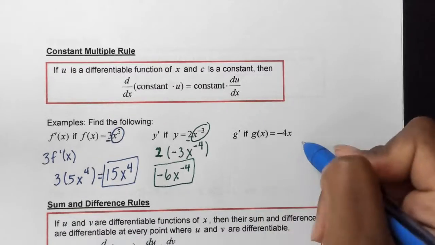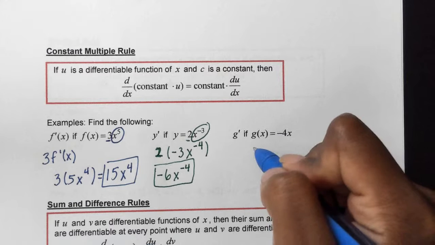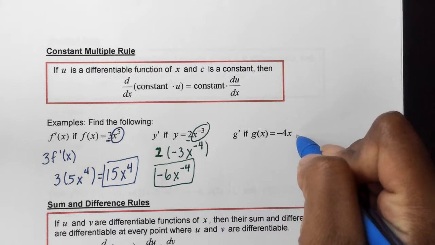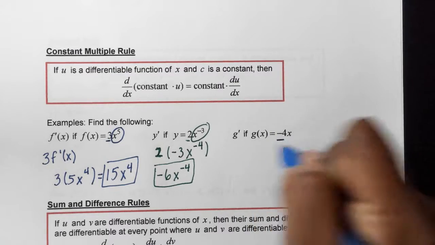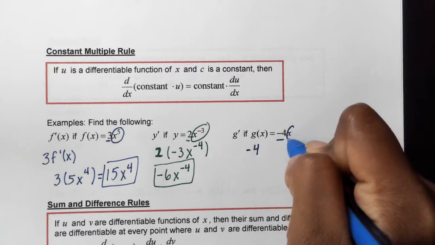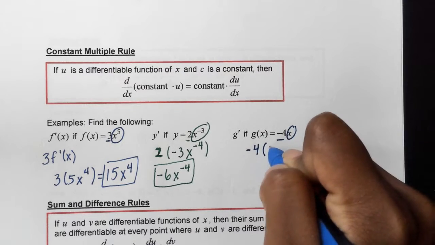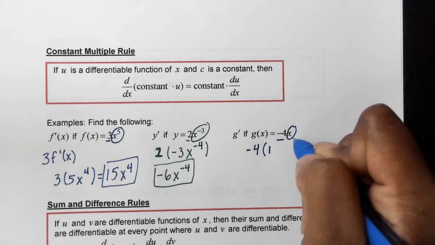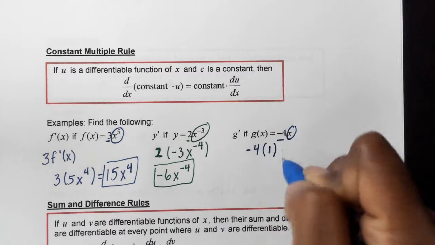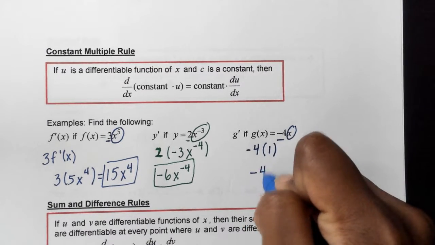And then our last derivative, we want to find g prime, and we have g of x is equal to negative 4x. Negative 4 is our constant, so we'll bring out the negative 4. The derivative of x, right, we bring down the 1, subtract from the exponent, so x to the 0, which is still 1. So negative 4 times 1, which is negative 4.